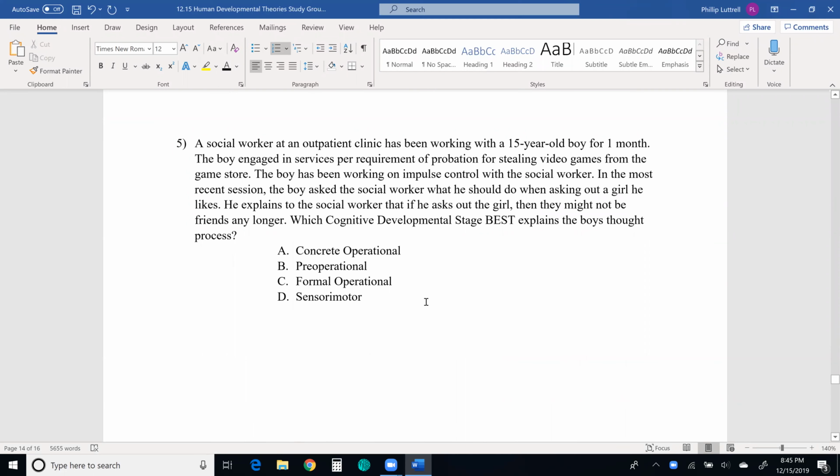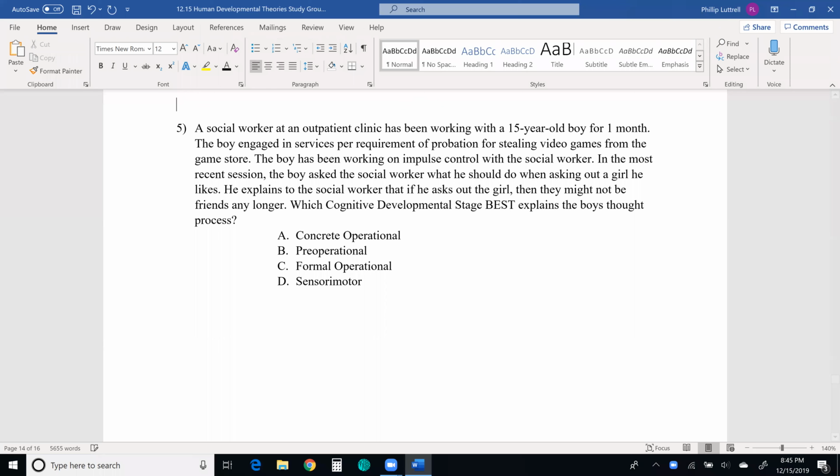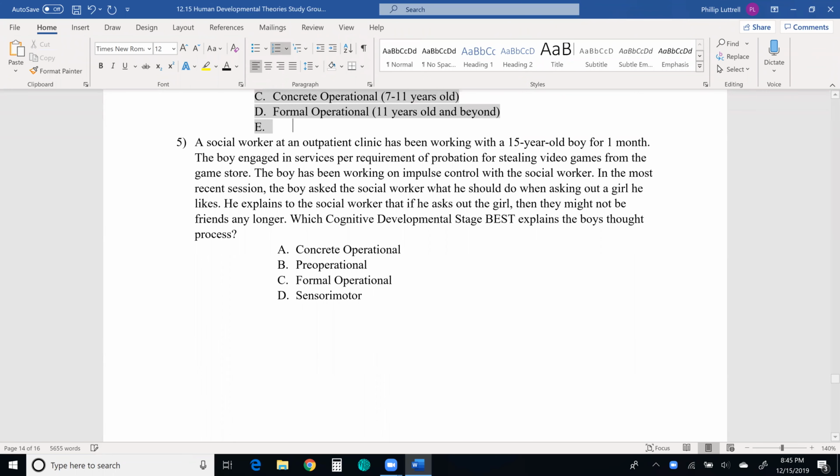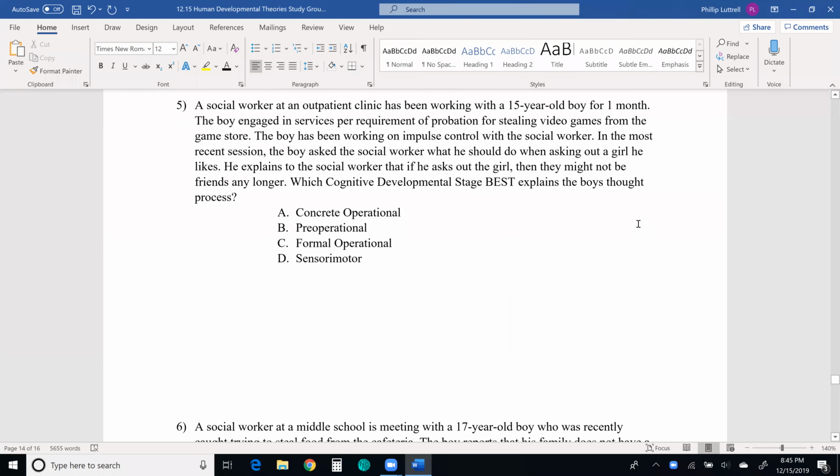Question 5. A social worker at an outpatient clinic has been working with a 15-year-old boy for 1 month. The boy engaged in services per requirement of probation for stealing video games from the game store. The boy's been working on impulse control with the social worker. In the most recent session, the boy asked the social worker what he should do when asking out a girl he likes. He explains that if he asks out the girl, then they may not be friends any longer. Which cognitive developmental stage best explains the boy's thought process?